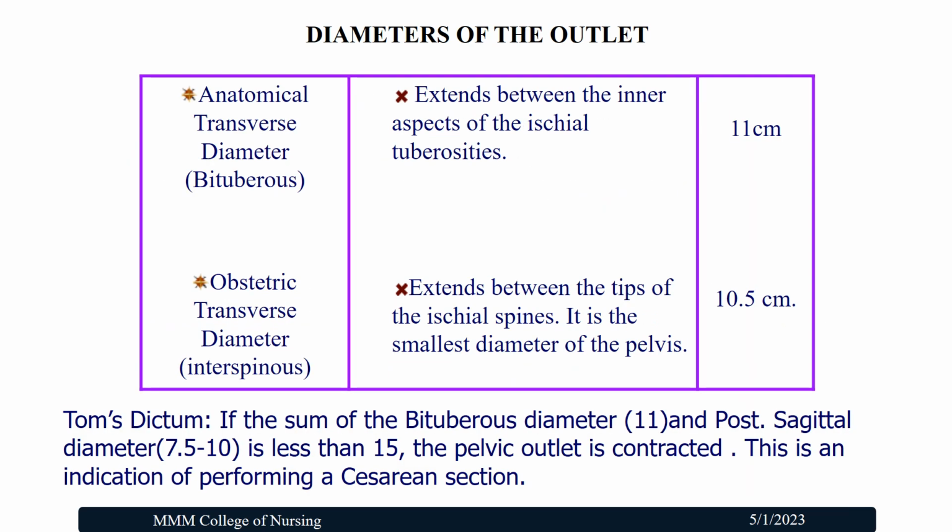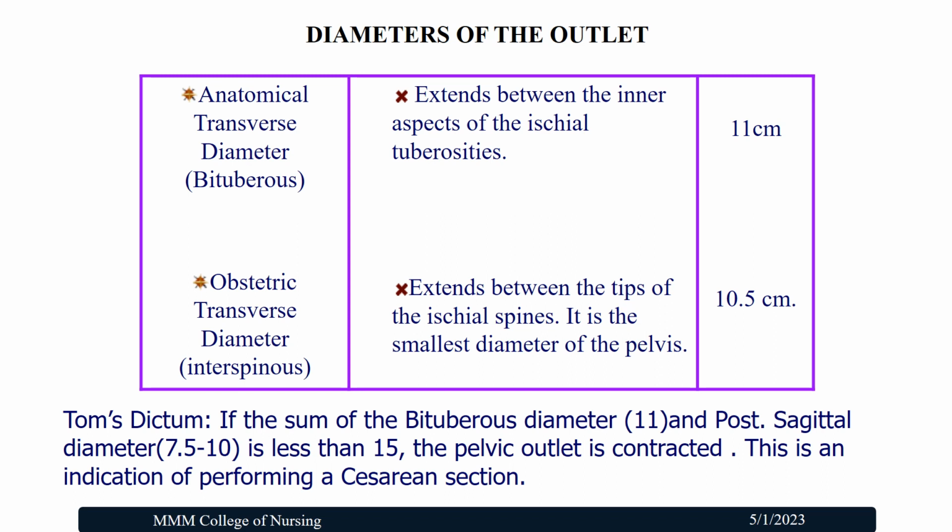And next comes the transverse diameter of the outlet, anatomical and obstetrical. Before, we have seen the anteroposterior diameter. The anatomical extends between the inner aspects of the ischial tuberosities, 11 centimeters, and the obstetrical transverse diameter extends between the tips of the ischial spines, which is the smallest diameter of the pelvis, about 10.5 centimeters.